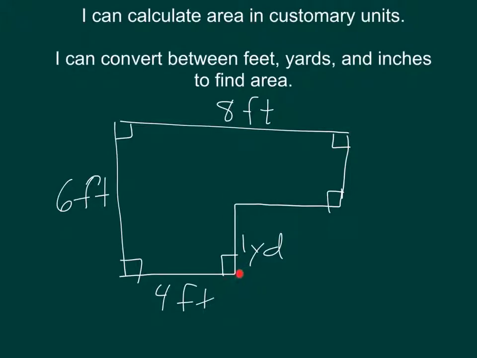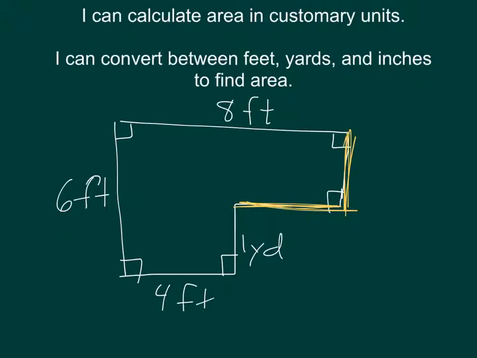This one is labeled, but it's labeled in yards, which does not match the other ones. These are feet. We have yards here. And over here I have 4 feet. So I'm missing these two sides. So I'm going to find those first, and then I'll be able to find the area of everything.